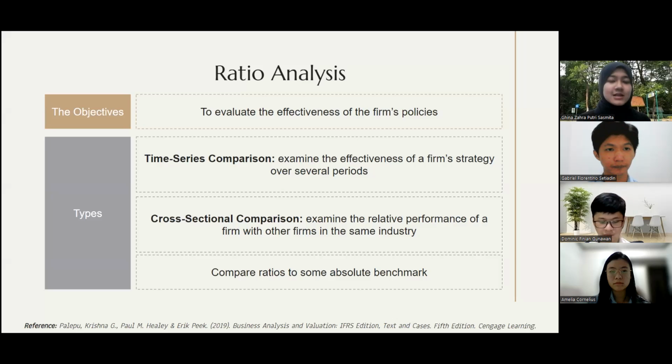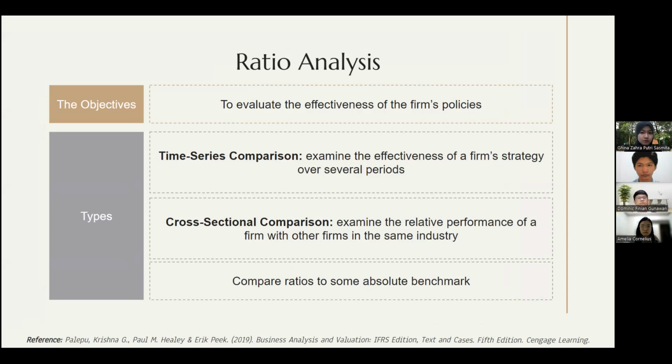The financial analysis itself is a method to analyze the profitability and the growth of the company, where we usually use ratio analysis. The objective of ratio analysis itself is to evaluate the effectiveness of the firm's policies. There are three types of ratio analysis. First is time series comparison, the second is cross-sectional comparison, and the third one is comparing the ratios to some absolute benchmark. But the last one is rarely used because there is no absolute benchmark for most of the ratios.